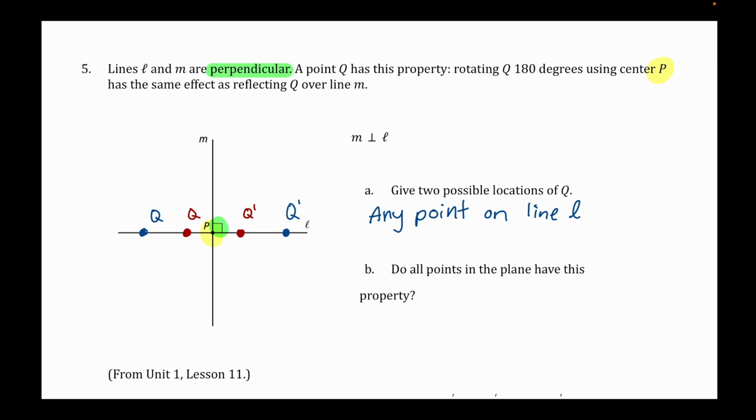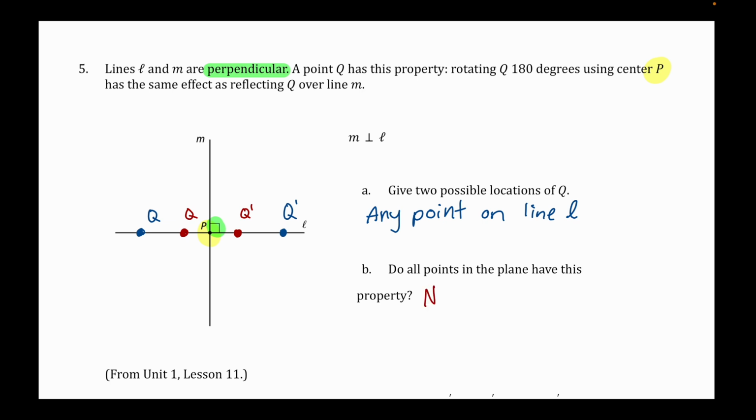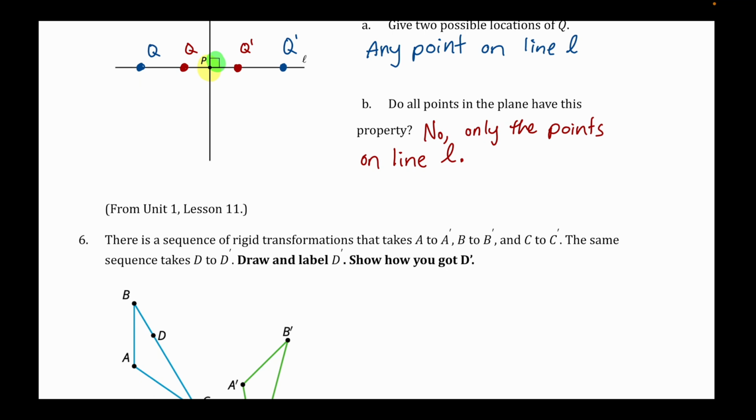So do all points on the plane have this property? No, only the points on line L. Otherwise, it's going to move them vertically and horizontally, where the points on line L, if we rotate them or reflect them, they'll just move horizontally with a 180-degree rotation.